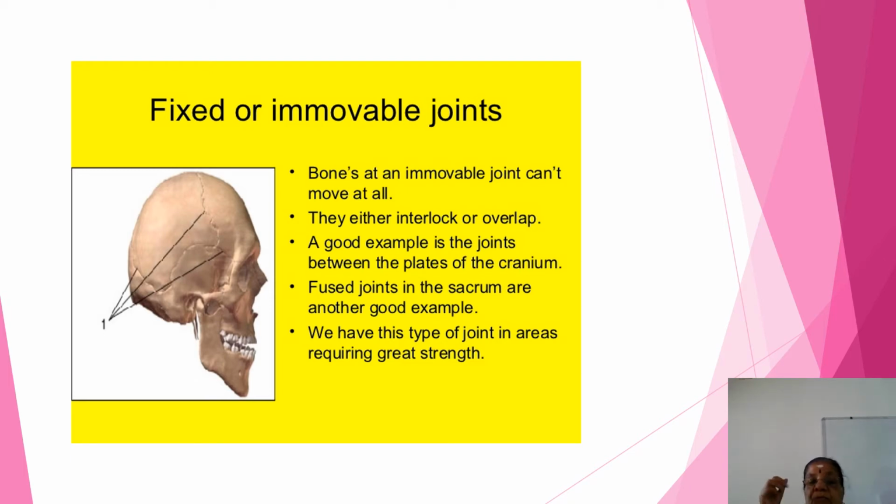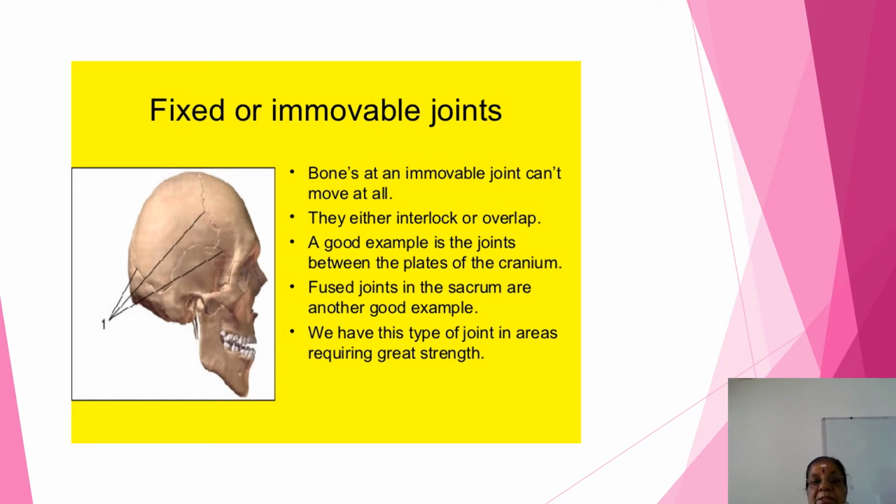Now, we have this type of joint in the areas requiring great strength. What does it mean? The head is held high, and it is a very important organ. So, the skull protects the brain. Same way, the hip is another important portion where people are allowed to stand. That has to give great strength for the posture. Right? So, this is a fixed or immovable joint.